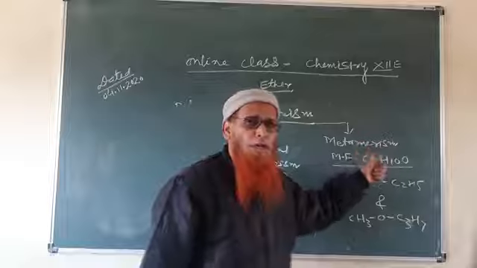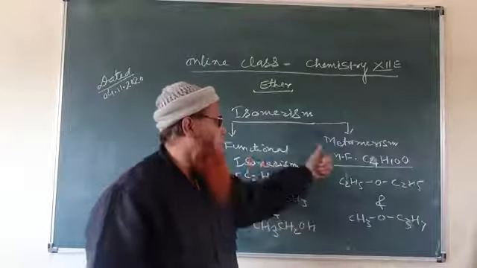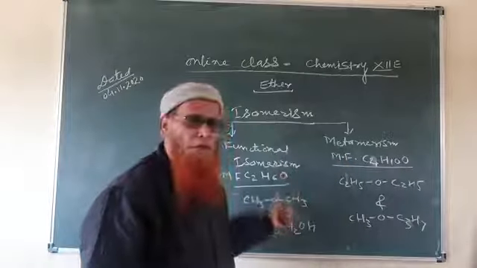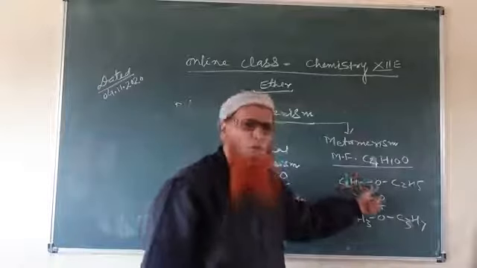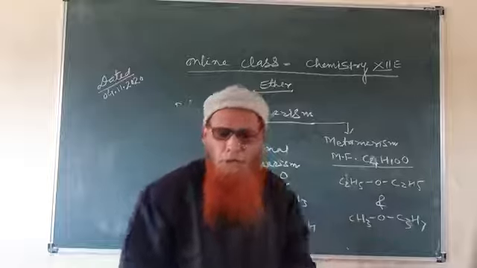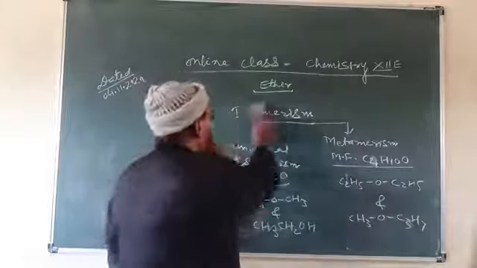So in ether, two types of isomerism are present. One is known as functional isomerism, another is known as metamerism. Functional isomerism is due to the difference in the functional group, and metamerism is due to the difference in alkyl groups. These two types of isomerism are present in ether.